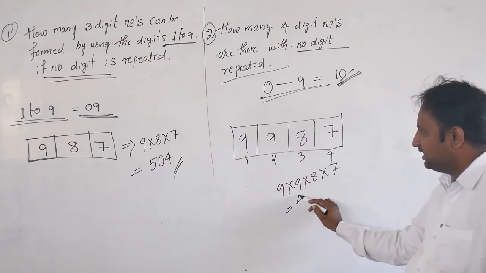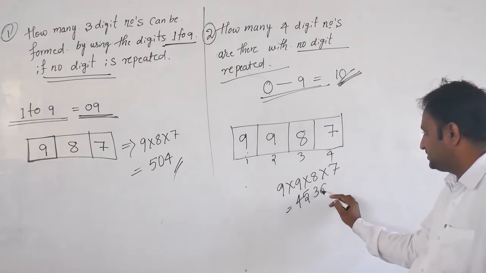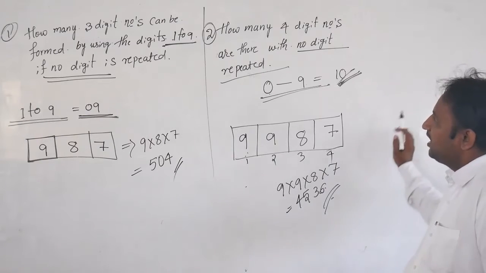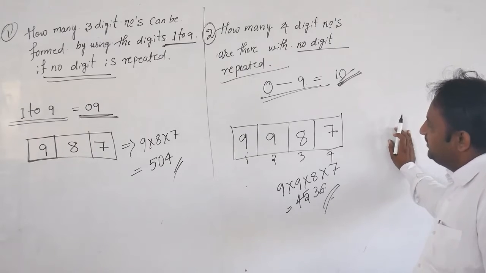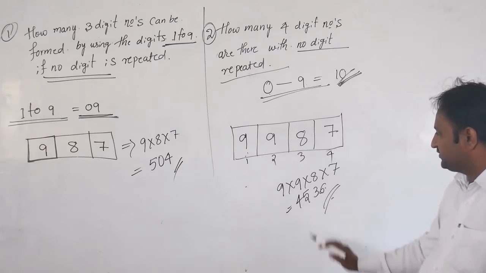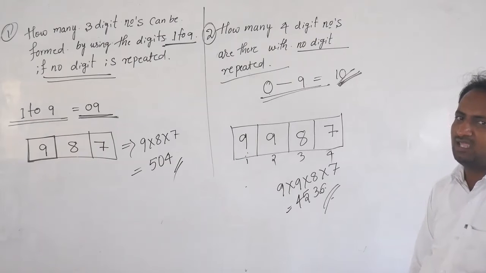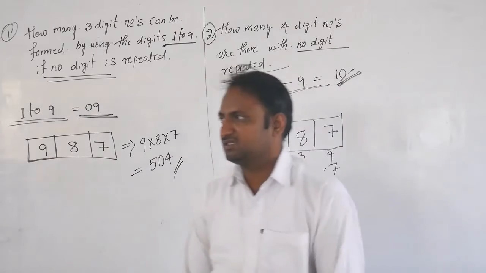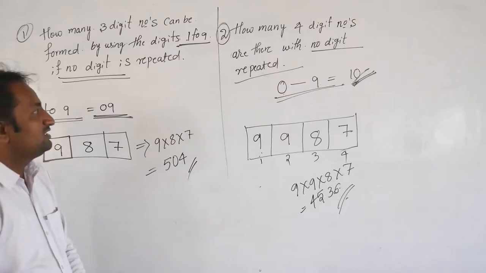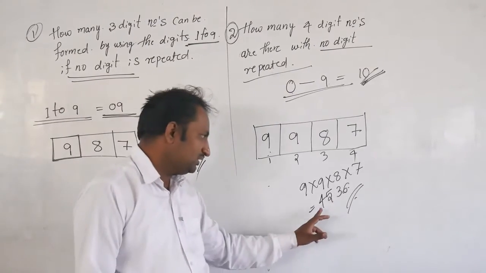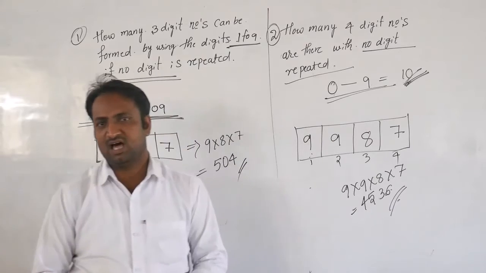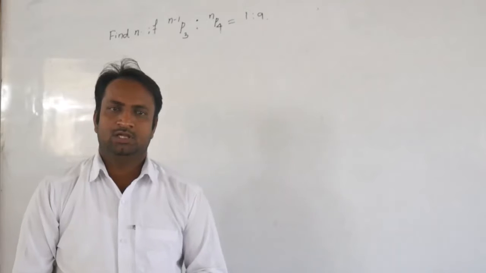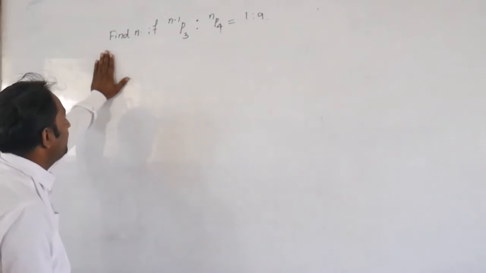Our answer is 4536. There are 4536 four-digit numbers with no digit repeated. This is an important one.